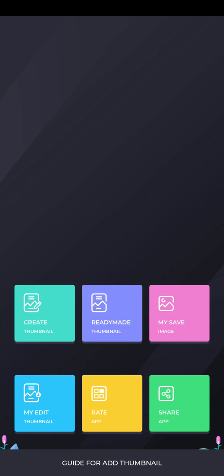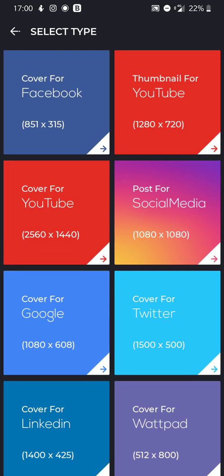So if you like to keep the same layout on your YouTube, all you gotta do is come down to My Edit, follow up to the last one you've created, change the words, change the background, and you've got a thumbnail created. So let's just get down to the ready-made. This is the one I use.